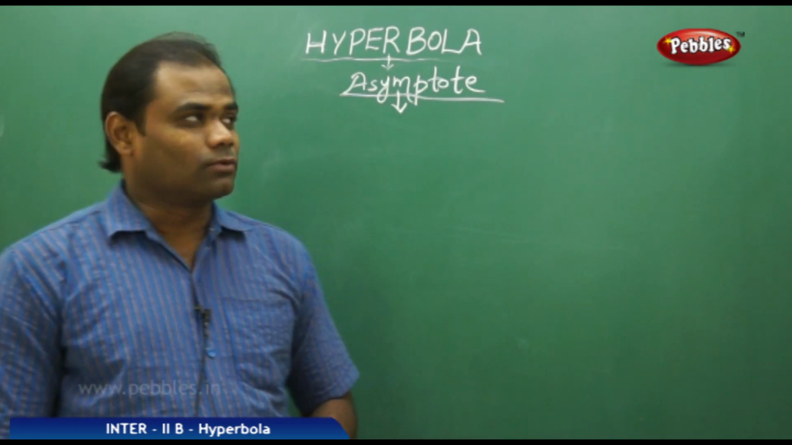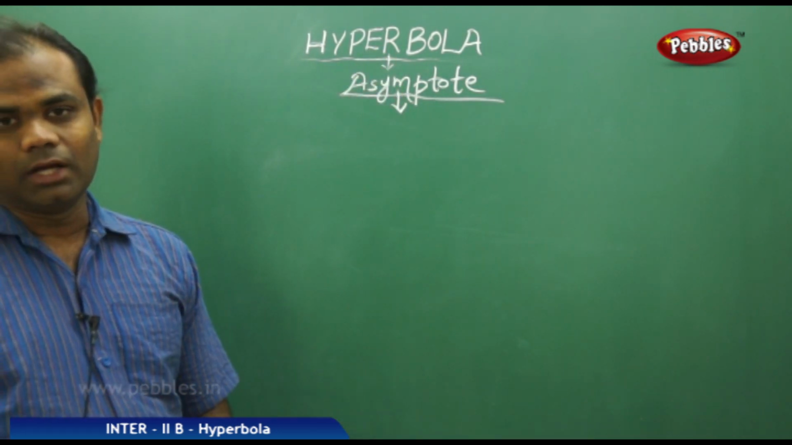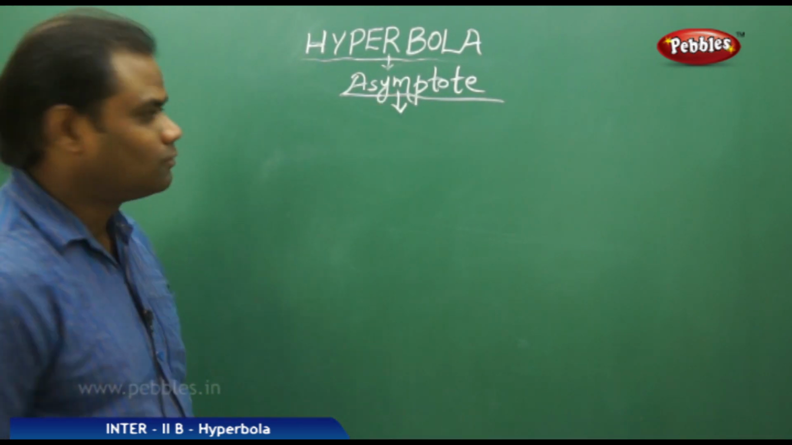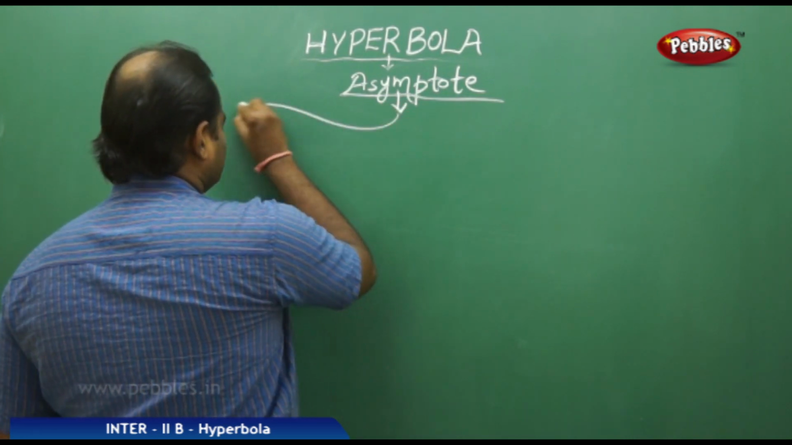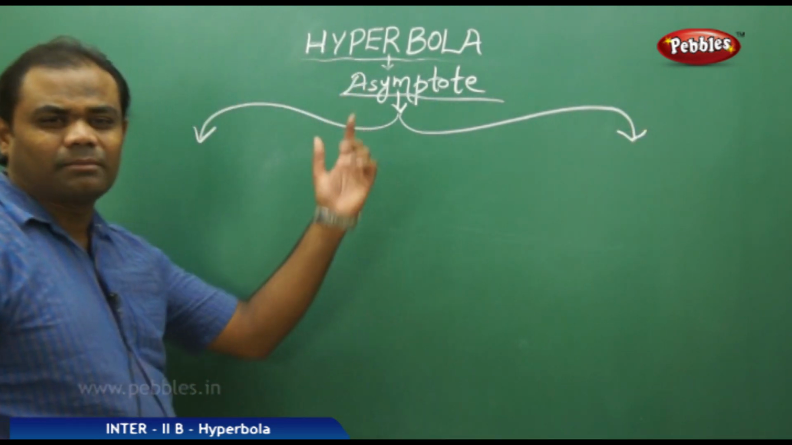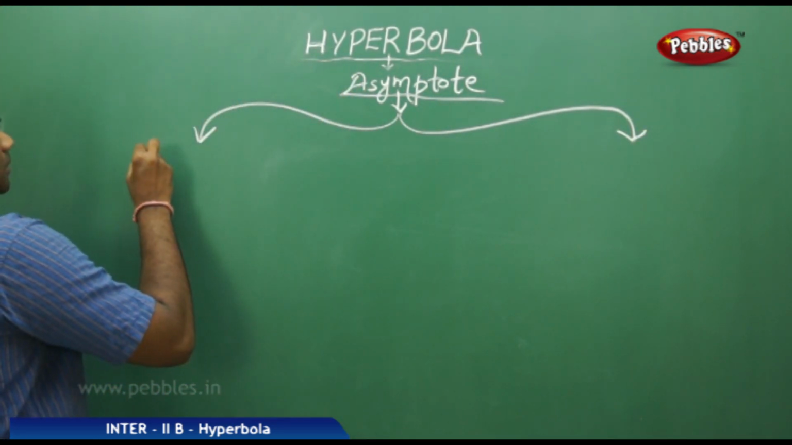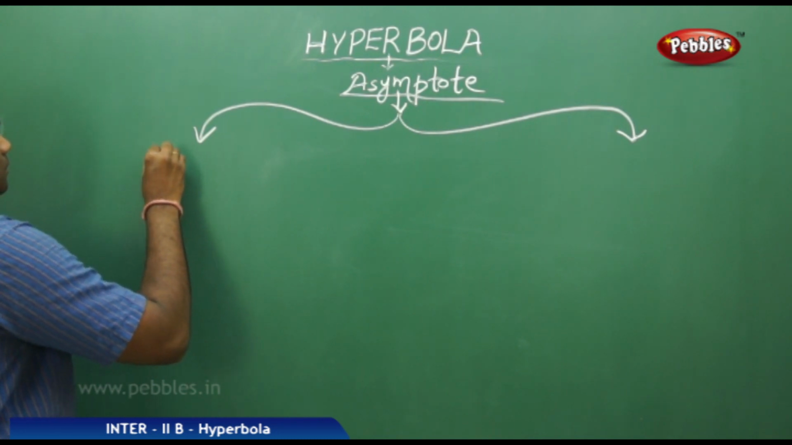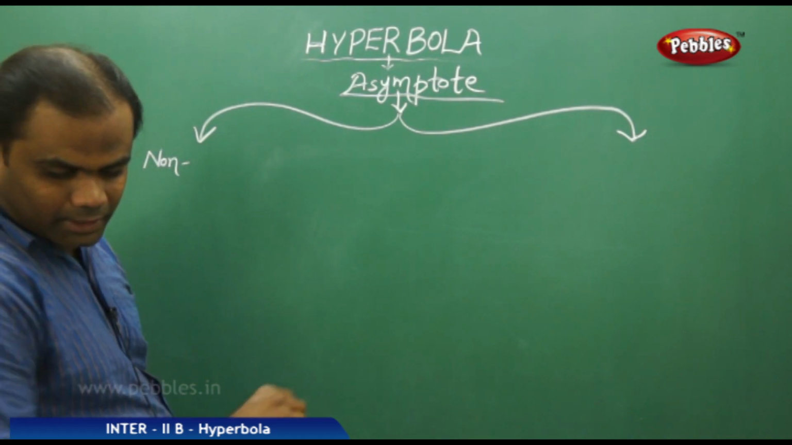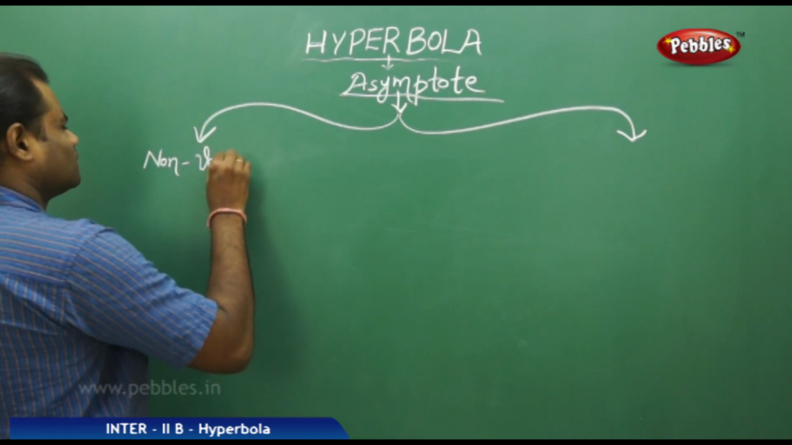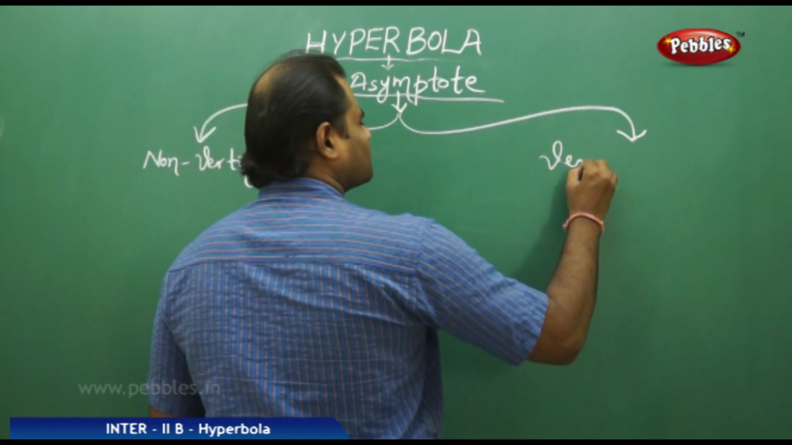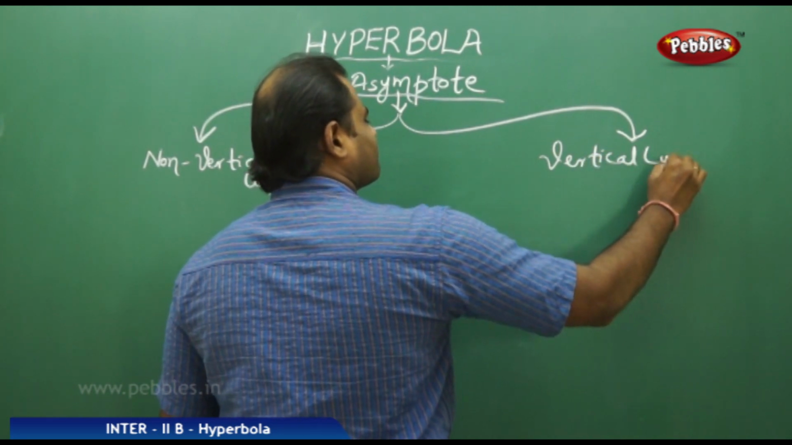Now let's discuss the asymptote of a hyperbola. Because the topic is the hyperbola, we have two cases which arise when discussing the asymptote for a hyperbola. Case 1, a non-vertical line, and case 2, a vertical line.